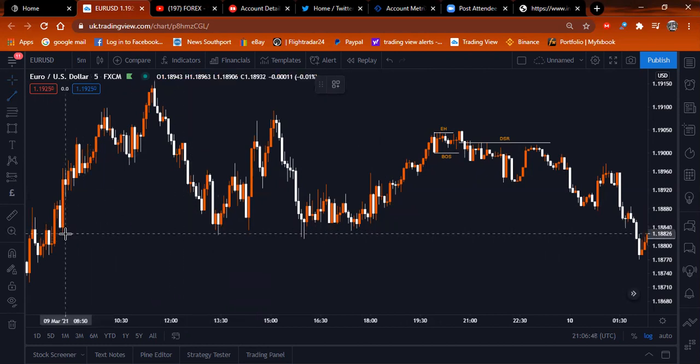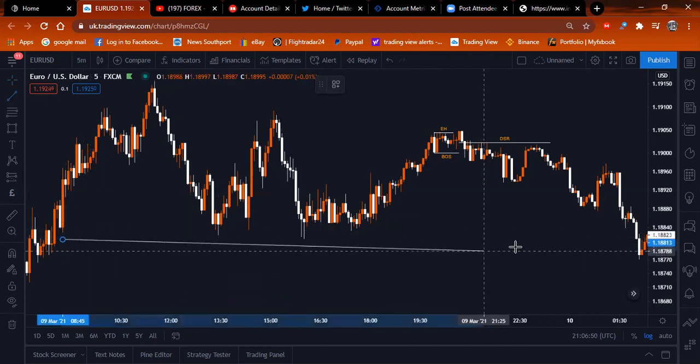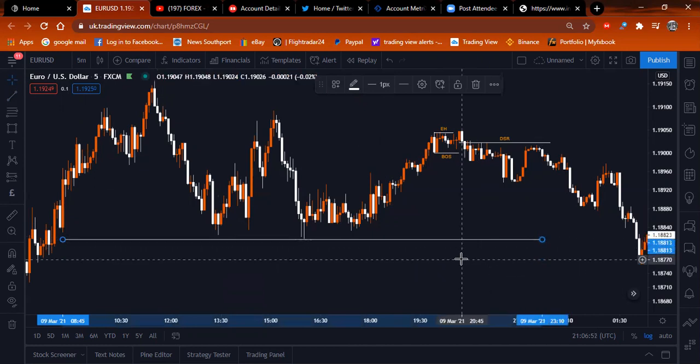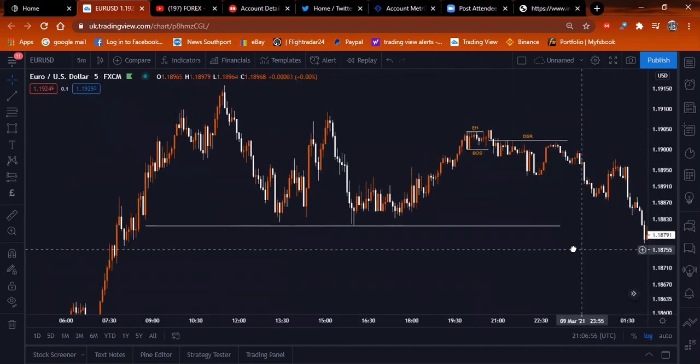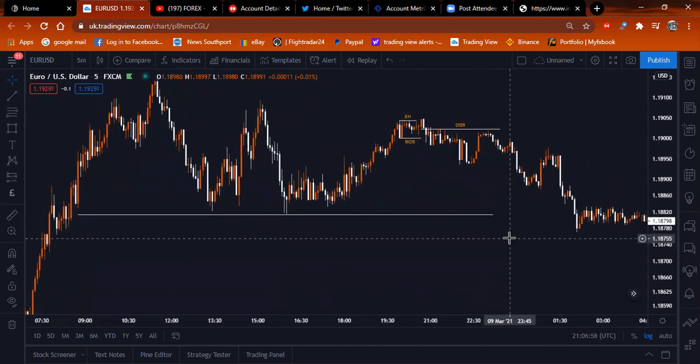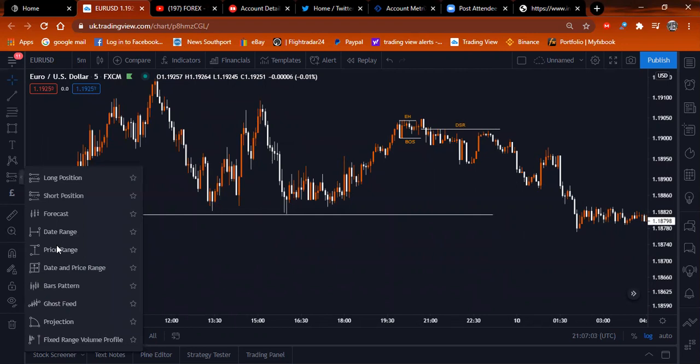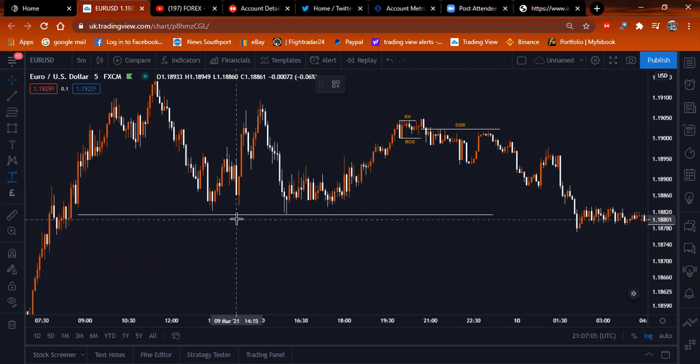Here we have relatively clean lows. Normally I'd look for a 10 to 20 pip run on stops, given it's a 5-minute chart. The stop runs might be a bit more shallow. So here are the clean lows.